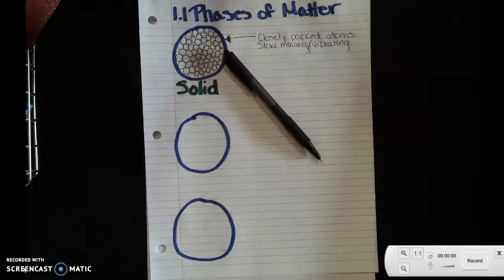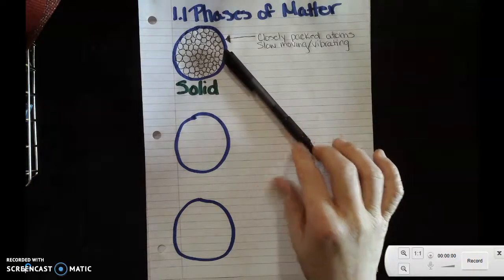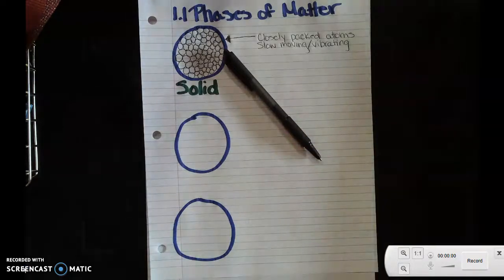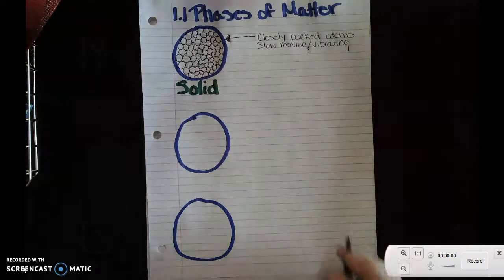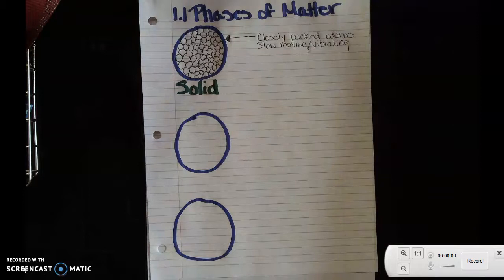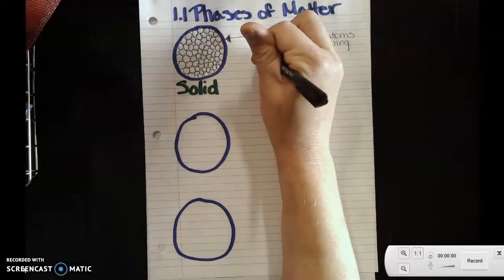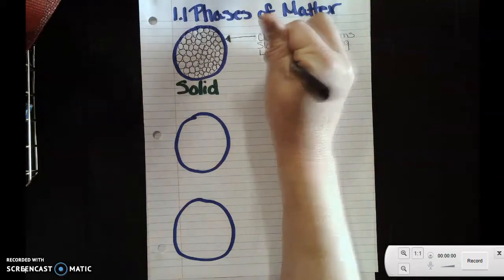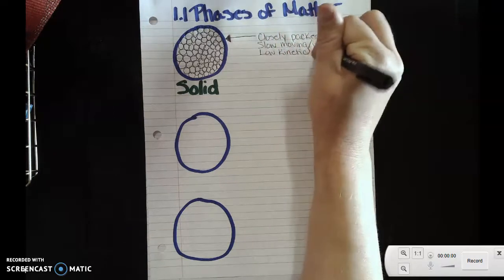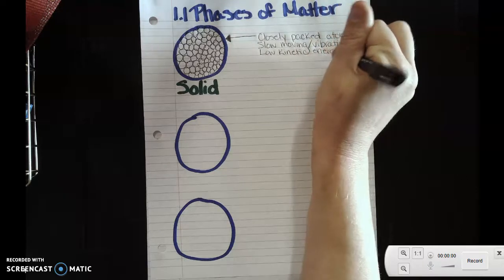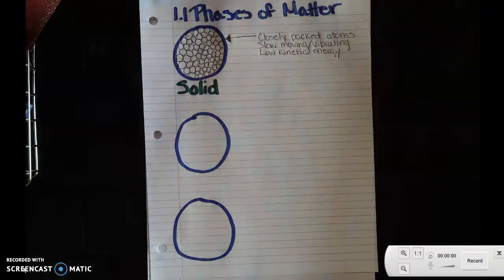But if we get that really high-tech, expensive, fancy electron microscope and we look at it, we're able to see and monitor that the atoms that make this up are slightly vibrating. And then because there is motion, that means there is kinetic energy. So this has very little, low kinetic energy. And that covers our solid.